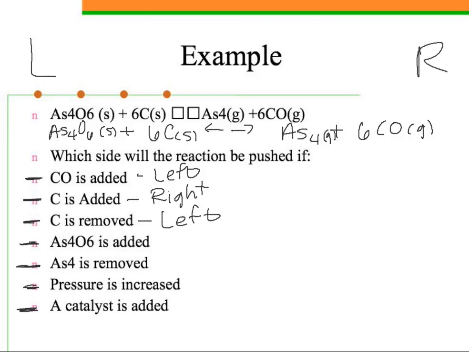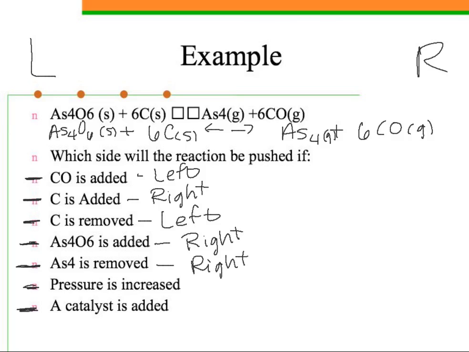If As4O6 is added, it will need to be used up. In order to use it up, we push the entire reaction to the opposite side. The opposite side is right. If we remove As4, which is on the right side of the equation, since we're removing it, it'll need to be replaced. How we replace it is by shifting the entire equation over to the right.